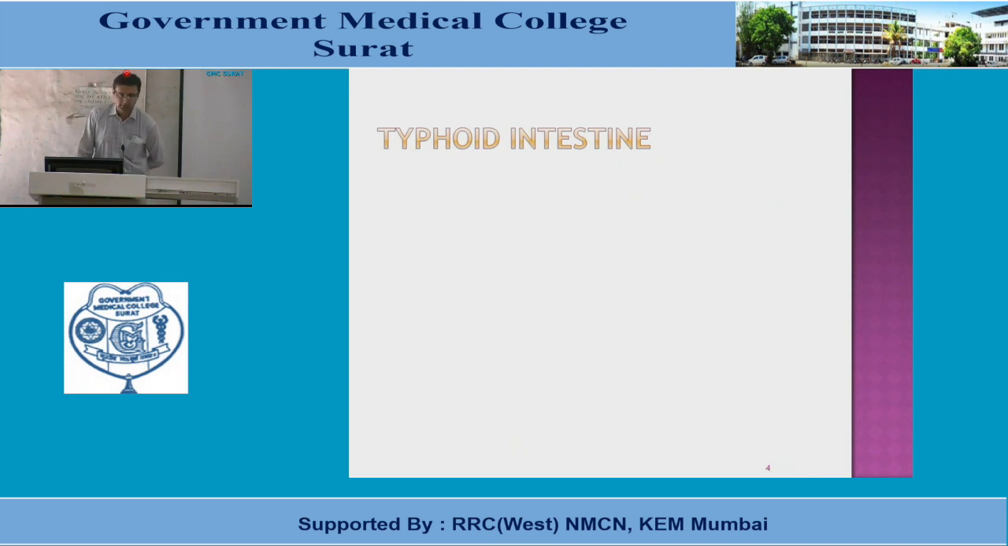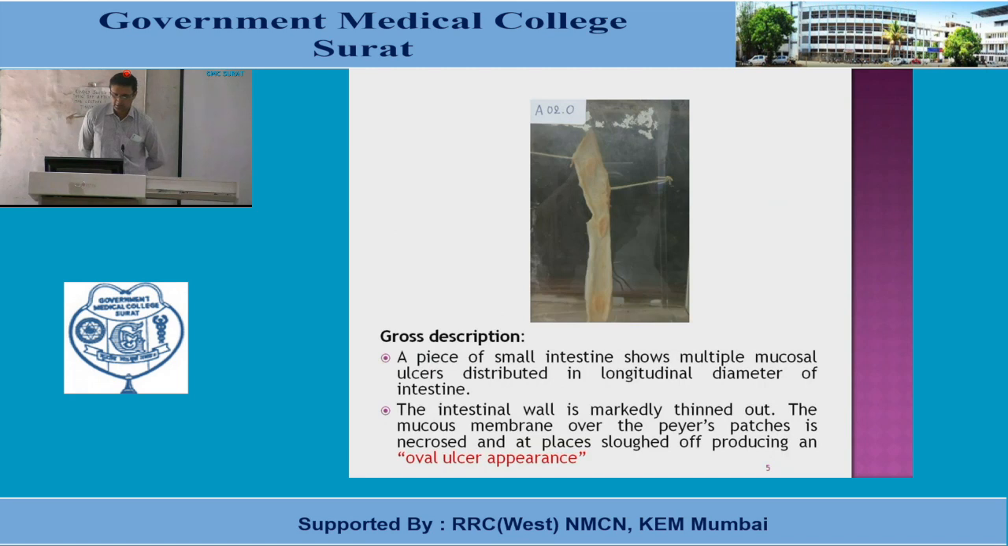First of all, intestinal changes due to enteric fever or typhoid intestine. In gross examination, here there is a piece of small intestine showing multiple mucosal ulcers distributed along the longitudinal diameter of the intestine. See here there are multiple ulcers over the longitudinal diameter of the intestine. The intestinal wall is markedly thinned out. The mucous membrane over the Peyer's patches is necrosed and sloughs off, producing an oval ulcer appearance.